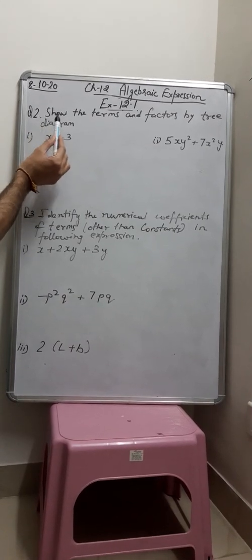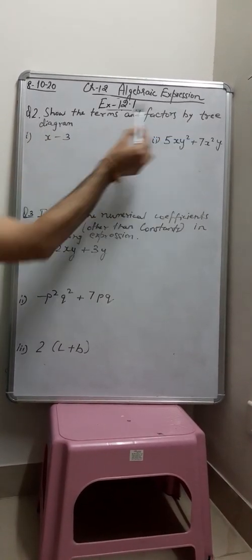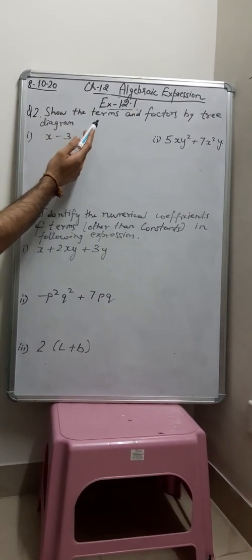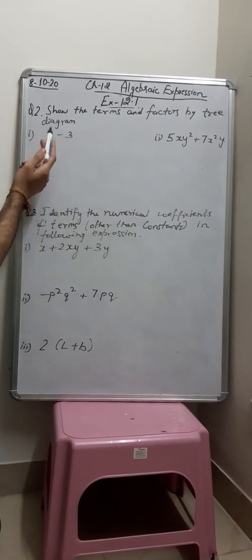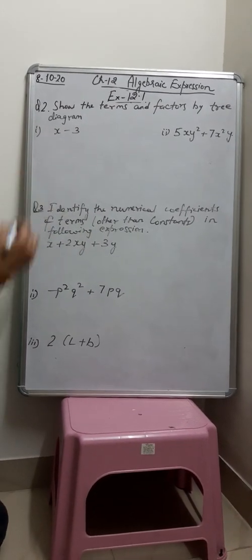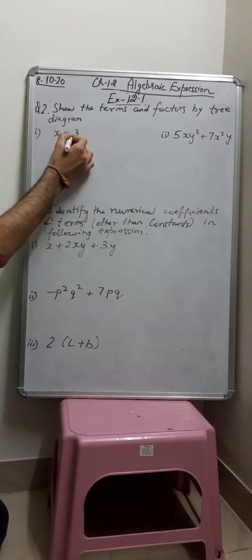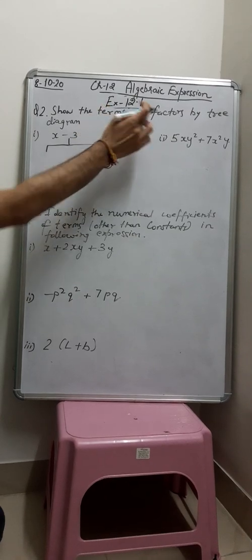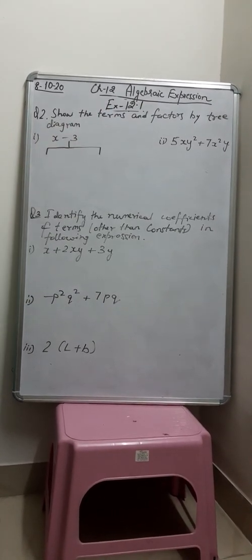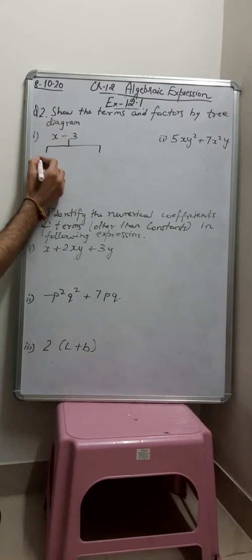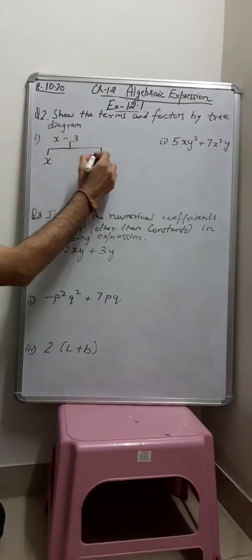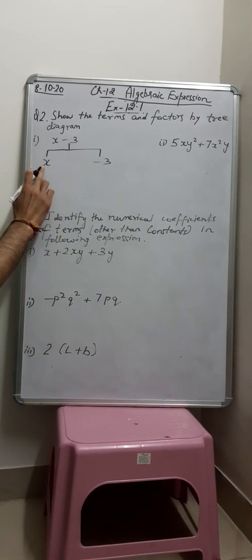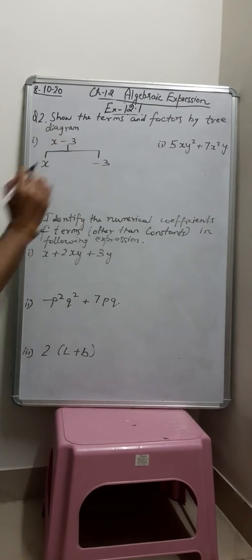Now question number 2, show the terms and factors by tree diagram. So here in question number 2 we have to show the terms and factors by a tree diagram of these expressions. So first is x minus 3. Here we are going to draw a diagram showing terms and factors. First we are going to separate the terms. Here in this expression the first term is x and the second term is minus 3.